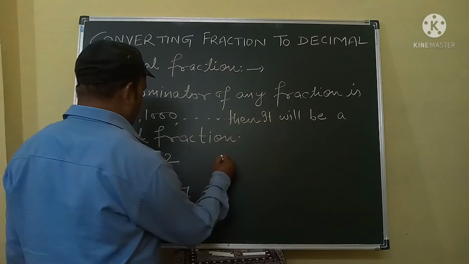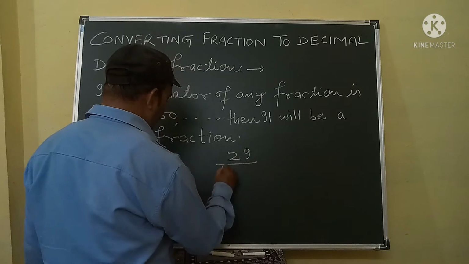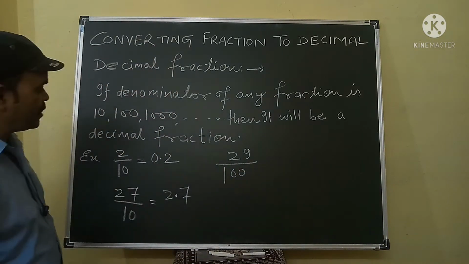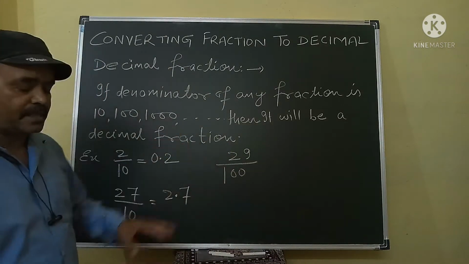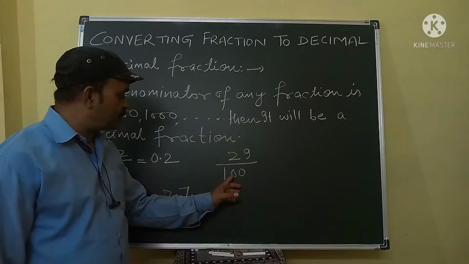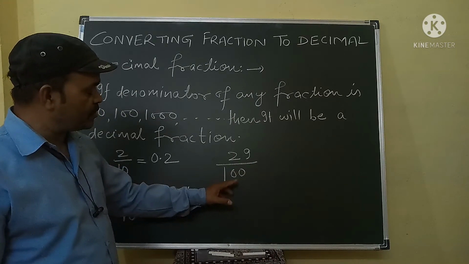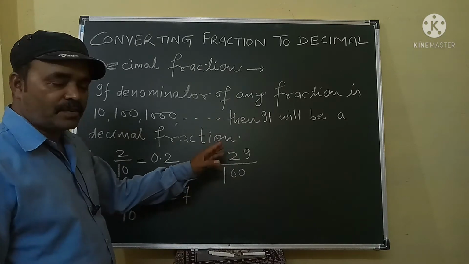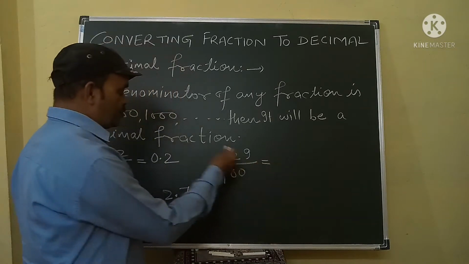In another example, suppose this is 29 upon 100. You know very well this is a decimal fraction. Now in the denominator the number of 0 is 2. That means before 2 digits we will put the decimal point from the unit digit.